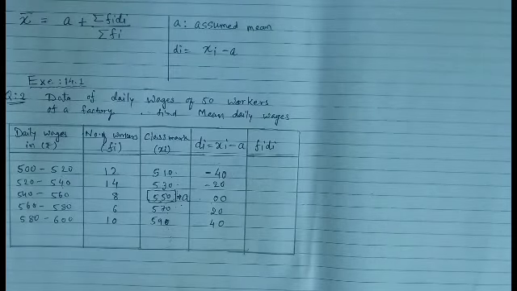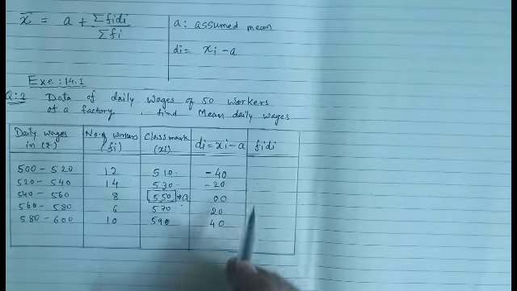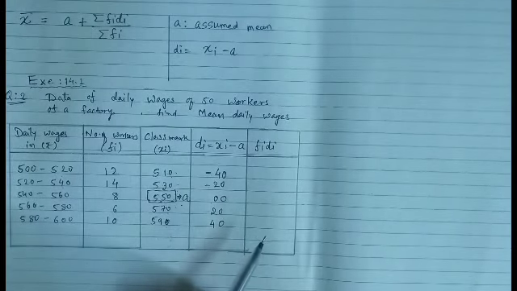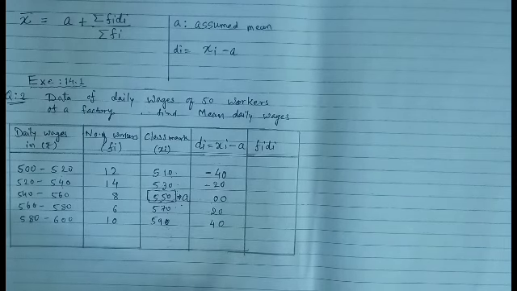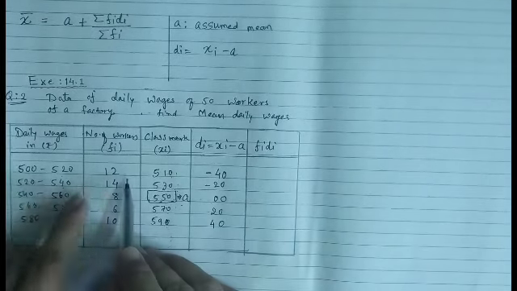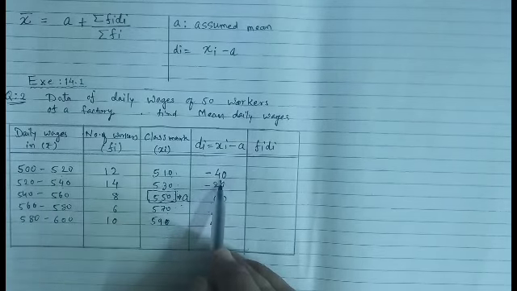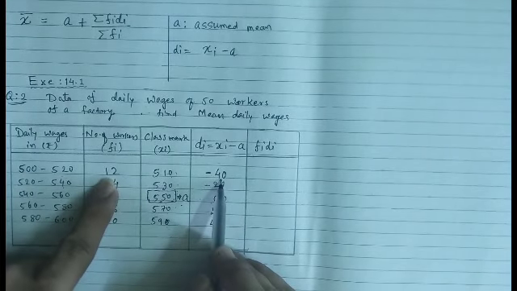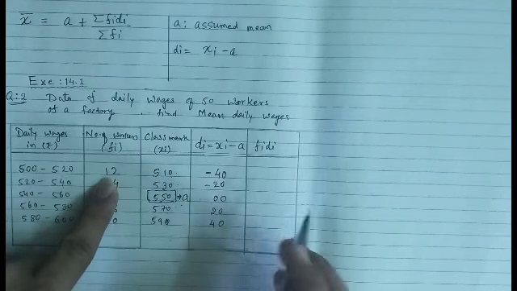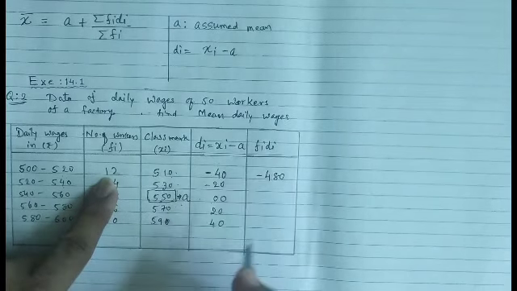Now the next thing we have to do is find fi di. In the first method we had found fi xi. Now we have to get fi di. So we will get the multiplication of fi and di in each term. Here for the first term, fi is 12 and di is minus 40. So the product of 12 and minus 40 will be 12 into 4, 48. It will be minus 480.